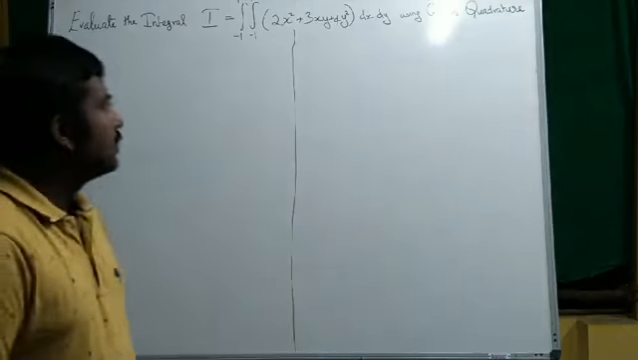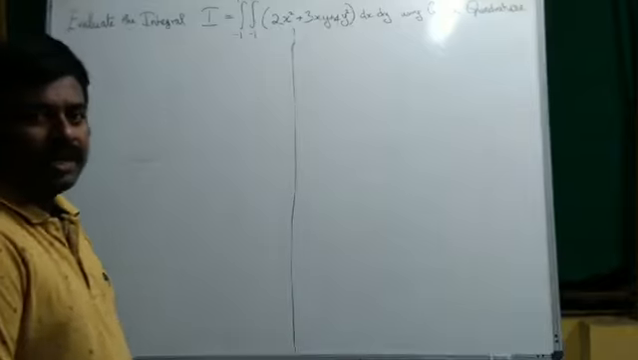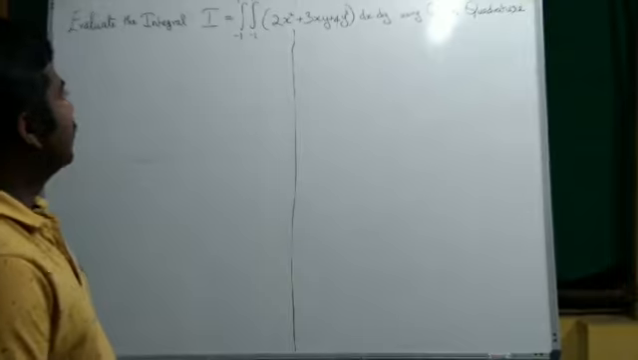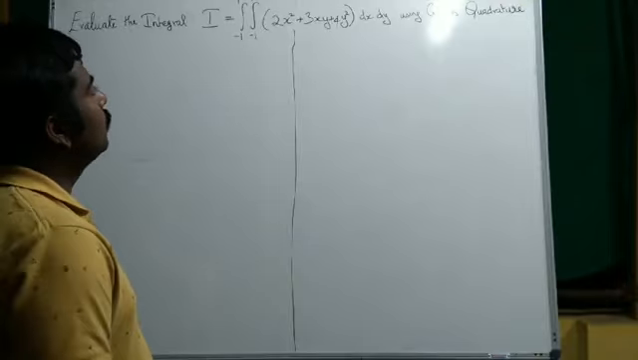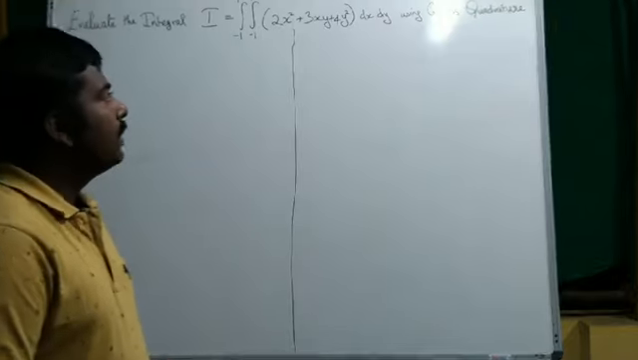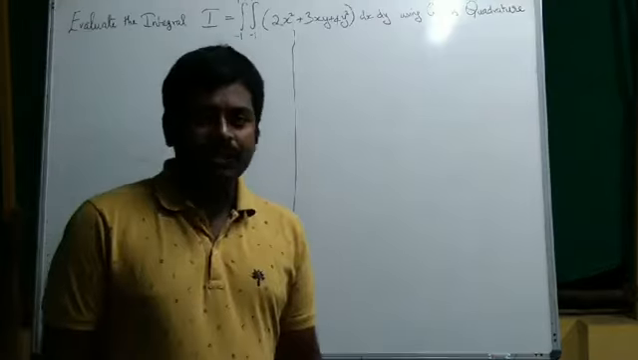Hi everyone. This is another problem from Gauss Quadrature. In this question, evaluate the double integral from -1 to 1, -1 to 1 of 2x² + 3xy + 4y² dx dy by using Gauss Quadrature.